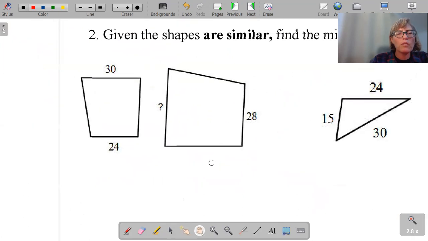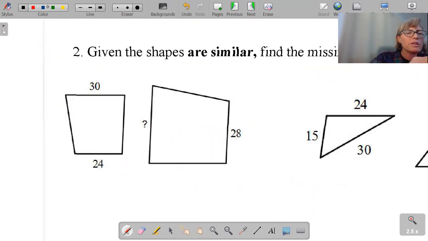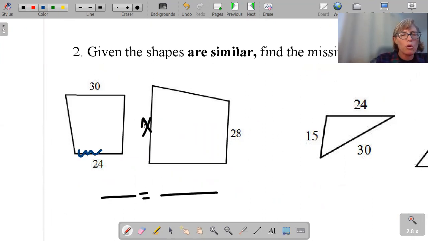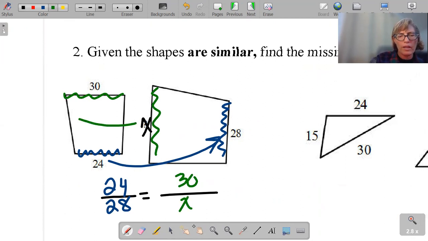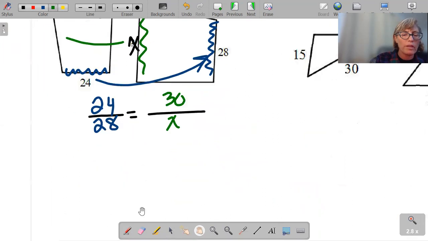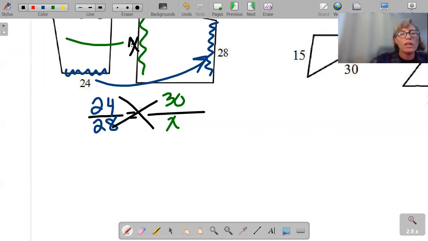Items below are similar. Use that to find the missing side. I call that X, making a proportion. So I go short to short. I'm going left to right, 24, 28. Long to long, left to right, 30 over X. Key to multiplying is not multiplying. It's factoring. You did not need a calculator here.